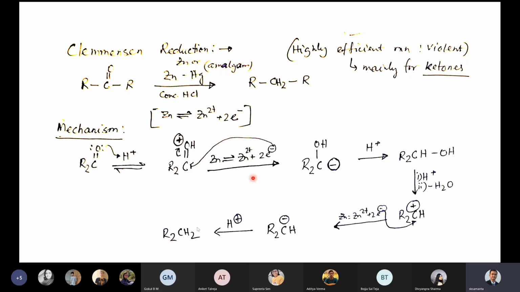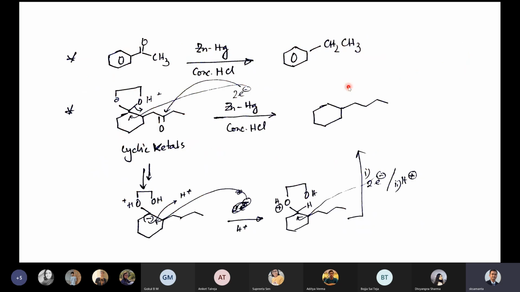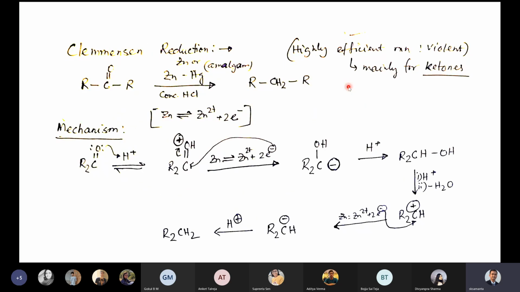Okay. So this Clemmensen reduction takes place in highly acidic media. We will see another reaction which is a little bit milder. I said this reaction is a little bit violent or aggressive. But before that we will give some examples, and after that we will go into the next reaction. Okay, I'll continue this discussion after these examples.